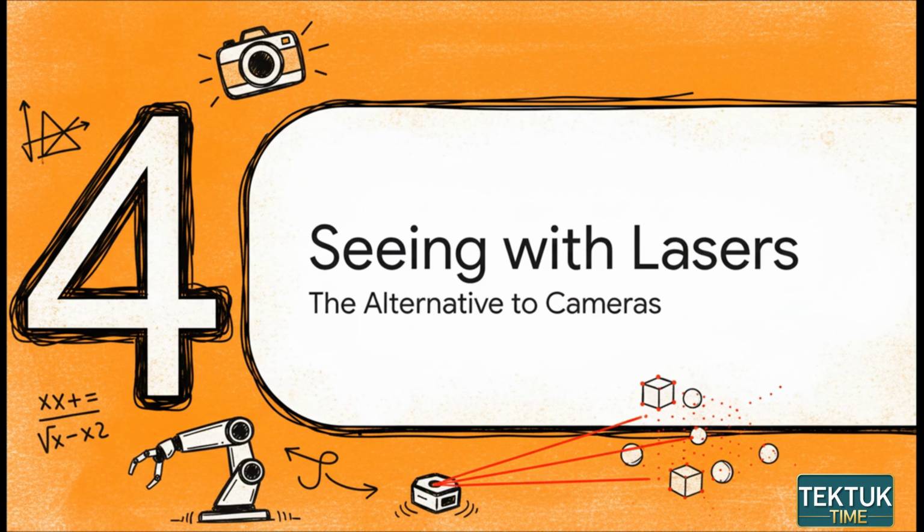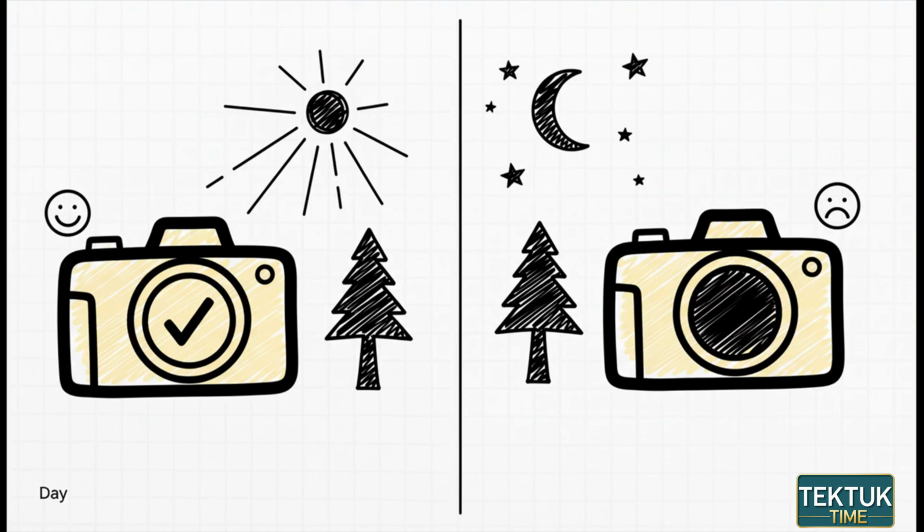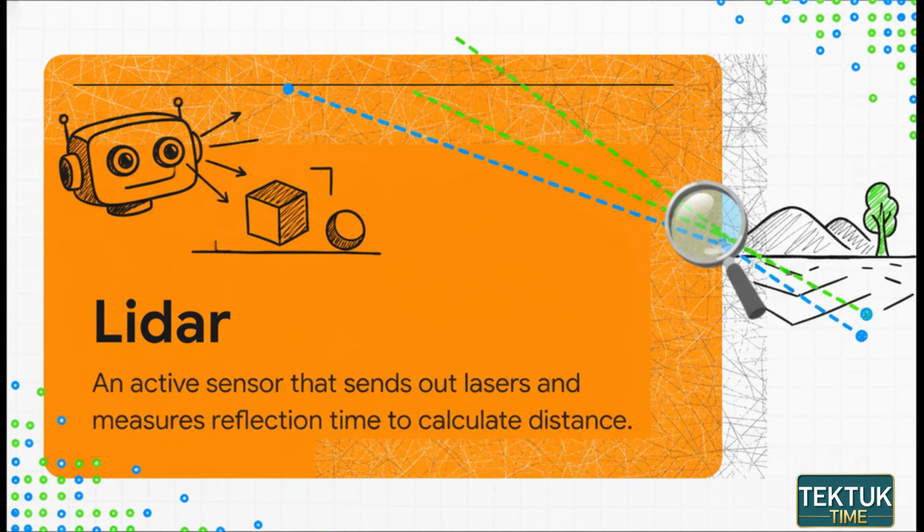But cameras aren't the only way for a robot to see. In fact, let's move on to a totally different method that solves one of their single biggest problems. So here's the catch with cameras. They're passive. That means they have to rely on whatever light is already in the environment to work. And that is a huge problem if you need a robot to work at night or in a warehouse that's poorly lit. And that's where Lidar comes in.